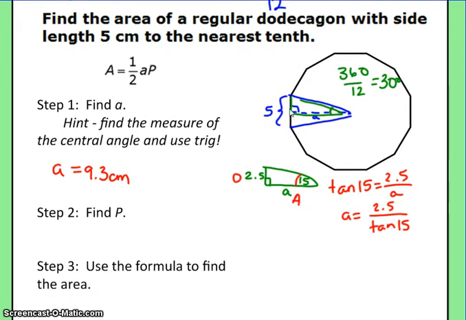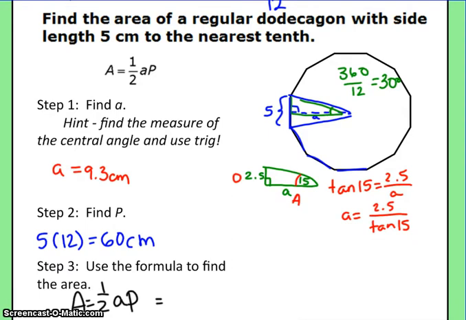Now to find the perimeter, all I do is each side length is 5, so it's 5, 5, 5, 5, all the way around. So 5 times 12 gives me 60 centimeters. So now I just take this information and plug it into the formula. Area equals 1/2 times the apothem times the perimeter. So 1/2 times 9.3 centimeters times 60 centimeters gives me 279 centimeters squared.